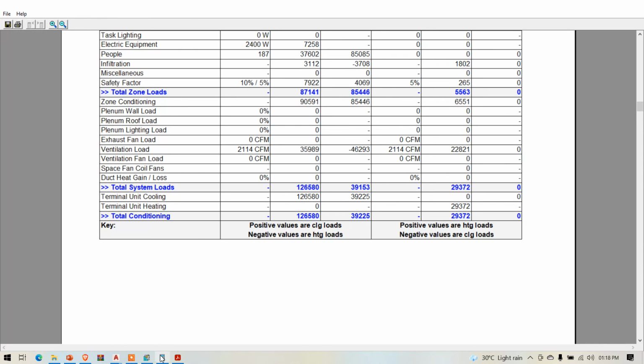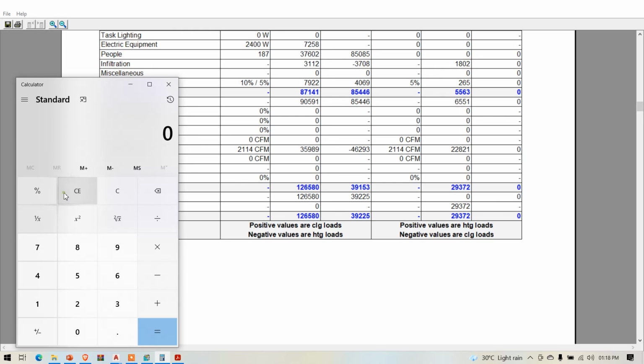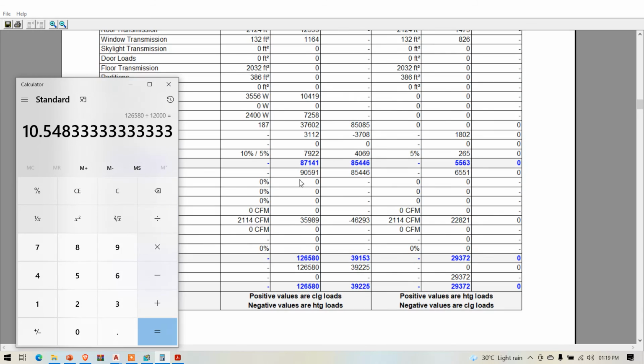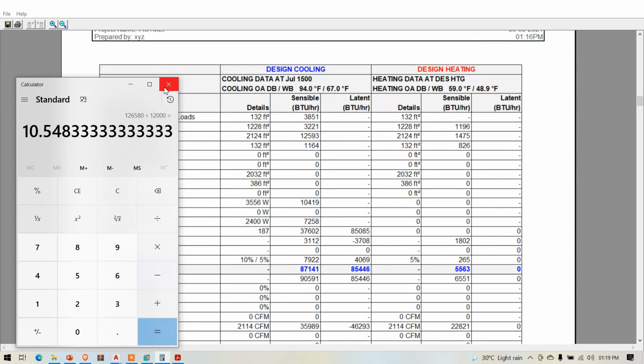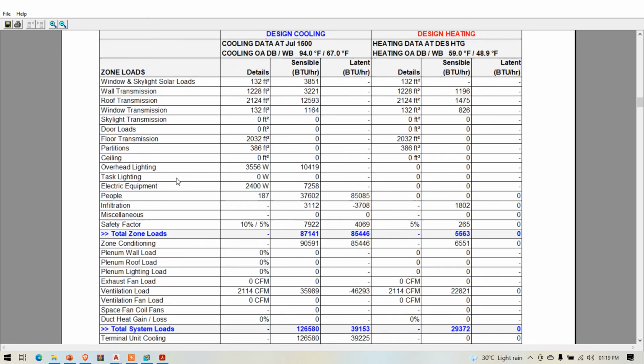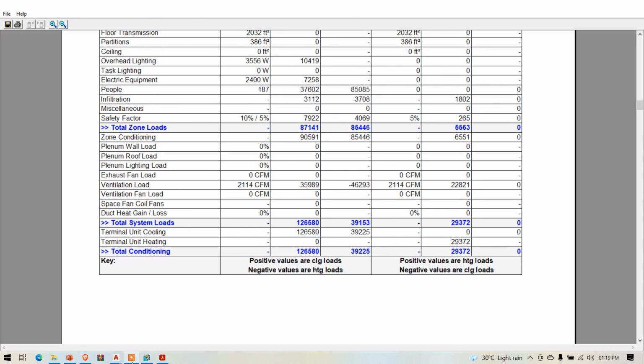126,580. If you want to do the conversion, we know, into terms of TR. So what is the total BTU? 126,580 divided by 12,000. 1 TR equal to 12,000 BTU. You will get it. So this is the load for all 3 rooms. So the total load for the 3 rooms is 10.5 TR.